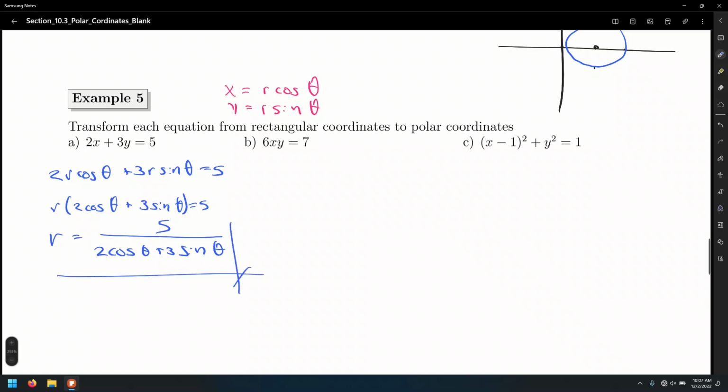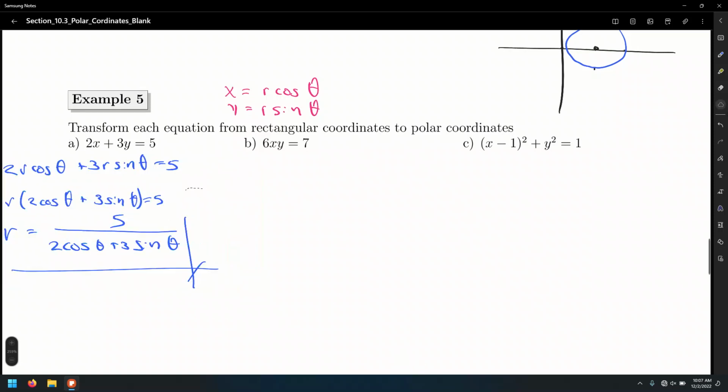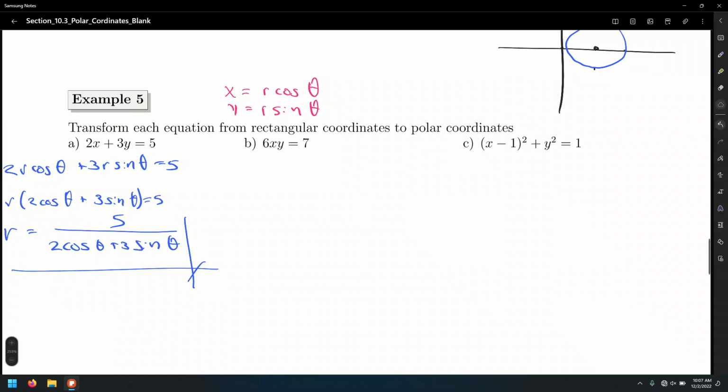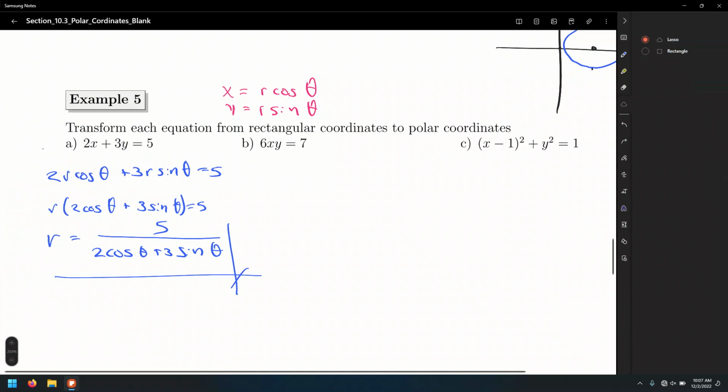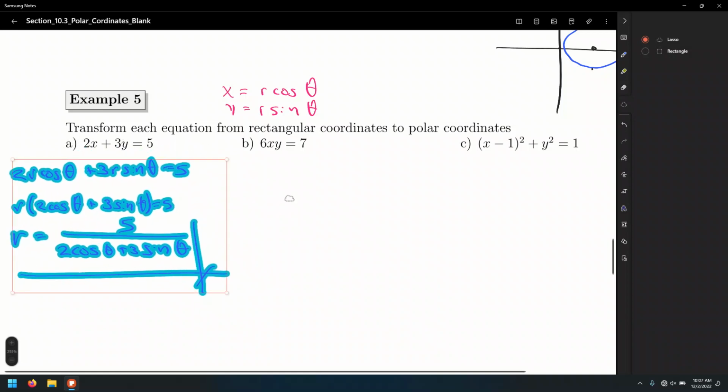All right? And again, I think it's pretty straightforward. It's very formulaic. Just substitute where it corresponds. That's all it is. Let me make some room over here.